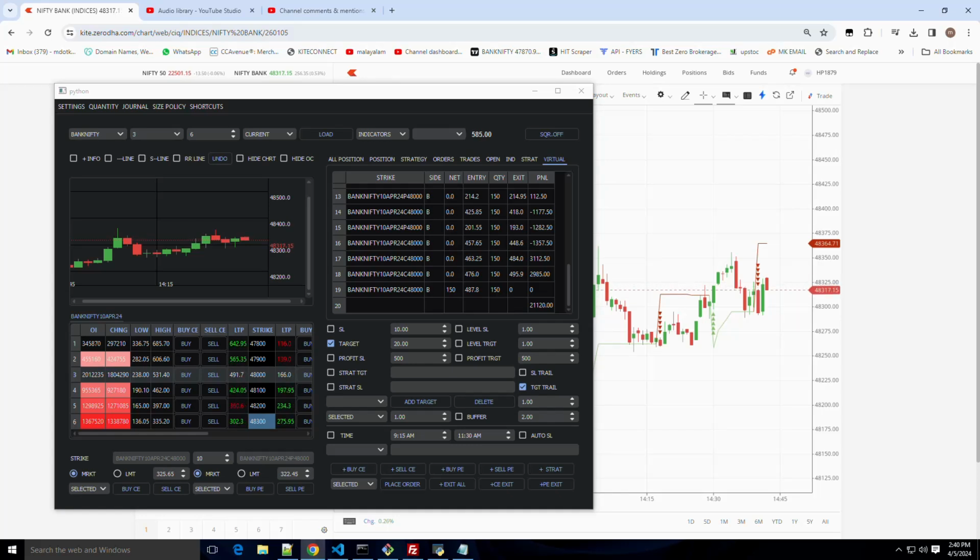You can improve the accuracy of this strategy by adding other indicators like RSI or EMA.